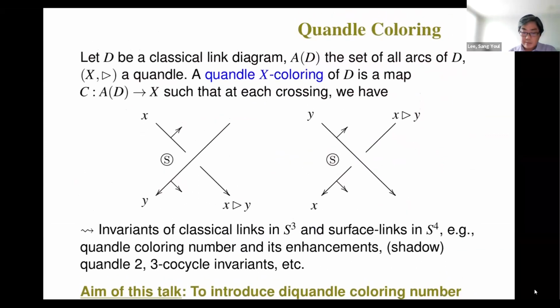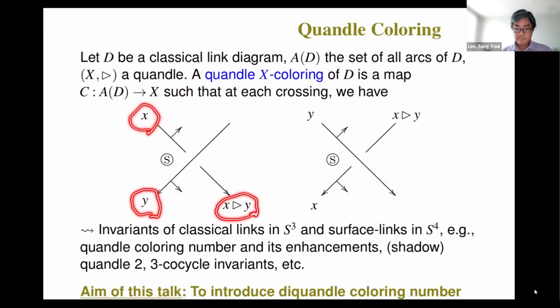Now we can define quandle coloring. Let D be a classical link diagram, A(D) the set of all arcs of D, and (X, triangle) a given quandle. Then a quandle X-coloring of D is a map from the set of arcs to the quandle X such that at each crossing we have these coloring conditions. This is the co-orientation of the over arc. Then the coloring of the under arc acted on by Y gives the coloring of this under arc.